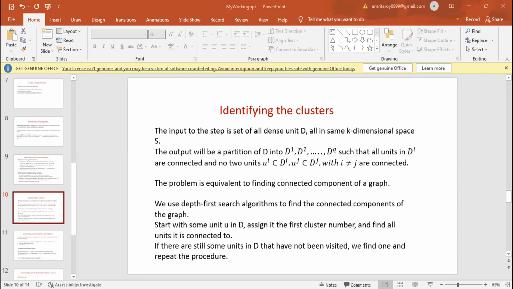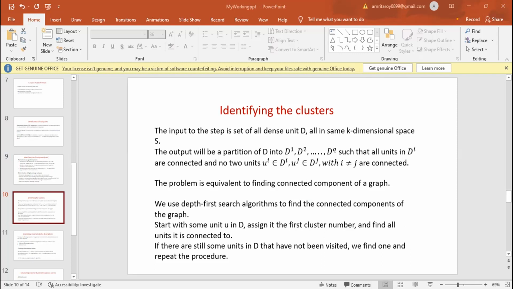Now the problem is equivalent to finding connected components in a graph defined as follows. Graph vertices correspond to dense units and there is an edge between two vertices if and only if corresponding dense units have a common face. Units corresponding to vertices in the same connected component of the graph are connected because there is a path of units that have a common face between them. Therefore, they are in the same cluster. On the other hand, units corresponding to vertices in different components cannot be connected and therefore cannot be in the same cluster. Now we use a depth first search algorithm to find the connected components of the graph.